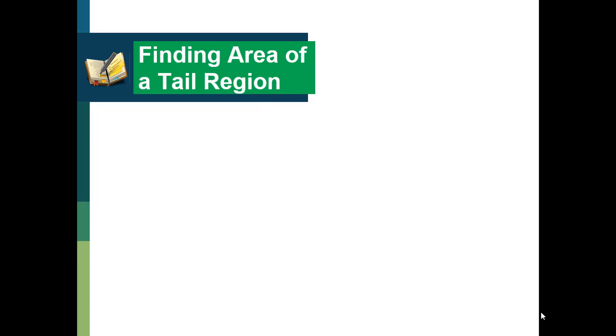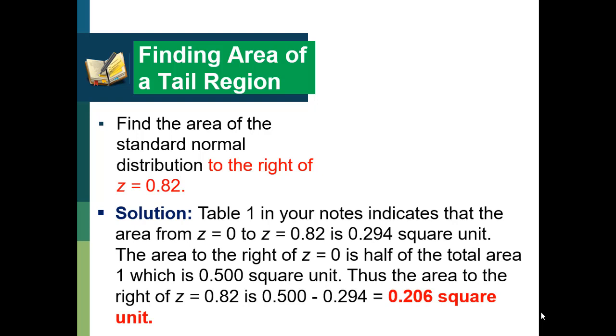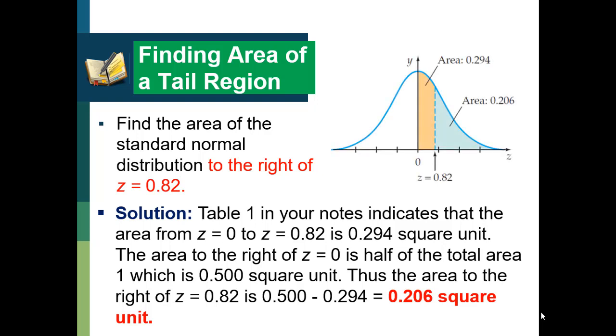Alright. Let's also look at finding the area of a tail region. What if you are asked for an area in a tail region? For example, find the area of the standard normal distribution to the right of 0.82. To the right, take note. Based on your table, from 0 to 0.82, the area is 0.294 square unit. It is also reflected in the figure.